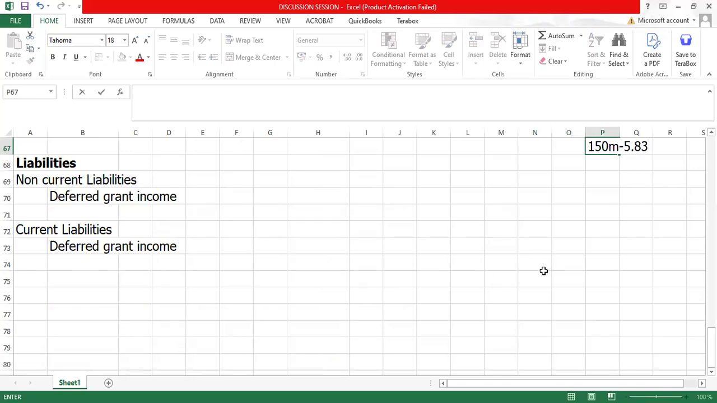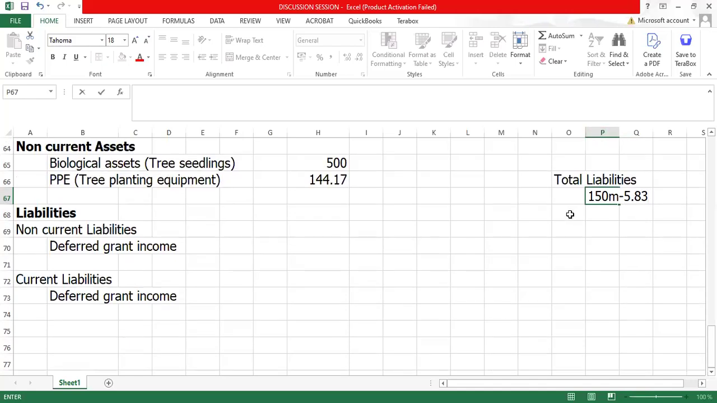5.83. This is what we recognized as an income. So the balance is what? Tell me the balance. That is 150 minus 5.83. The year is going to ending your balance. Your total liability is this.